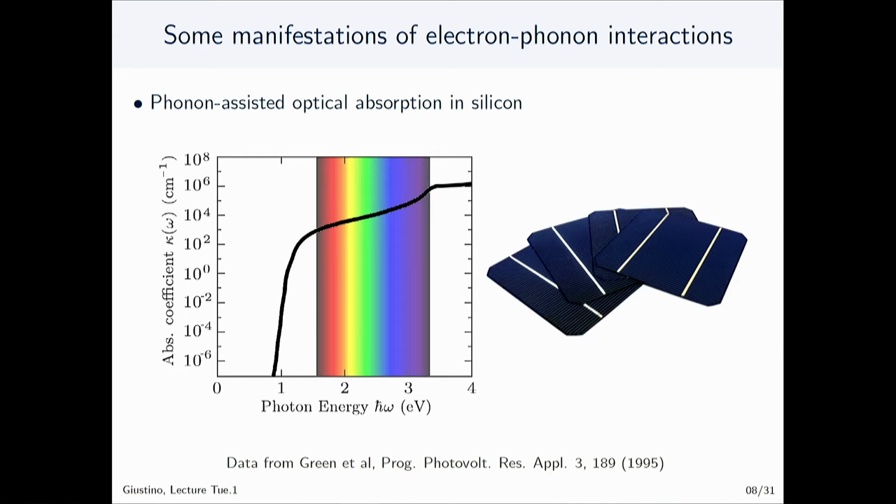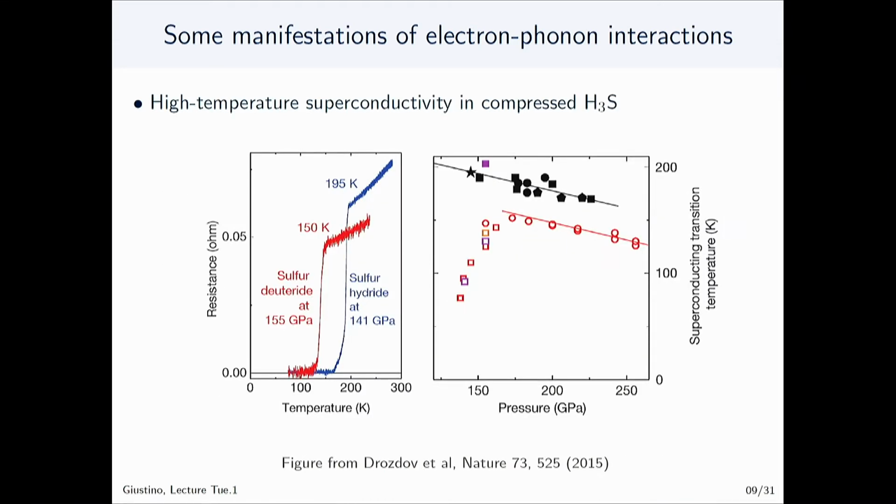Actually, to be precise, it has to do with the quantum zero-point motion of the nuclei. So if there was no quantum zero-point motion, there would be no electron-phonon interactions, and silicon would be pretty much useless for solar cells.